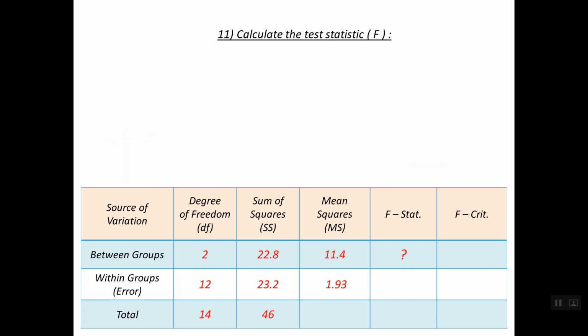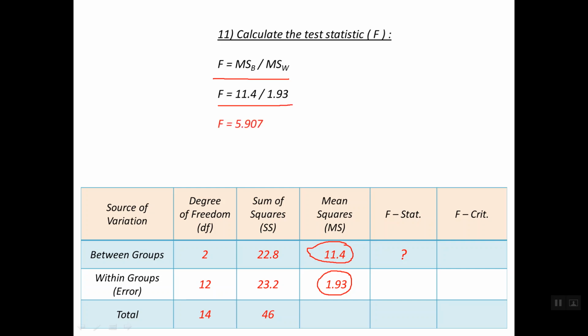Now we need to calculate the test statistic F. Simply, we divide the value of the mean square between groups by the mean square within groups, or mean square of the error. So this is the formula for calculating the value of F, or F calculated, or the F statistic. MSB is 11.4, and MSW is 1.93.